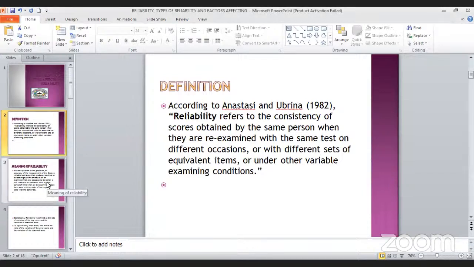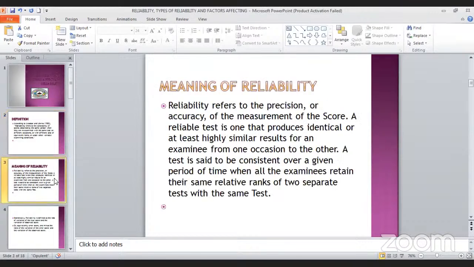So what is the meaning of reliability? Reliability refers to the precision or accuracy of the measurement of the scores. A reliable test is one that produces identical or at least highly similar results for an examinee from one occasion to the other. A test is said to be consistent over a given period of time when all the examinees retain their same relative ranks on two separate administrations of the same test.